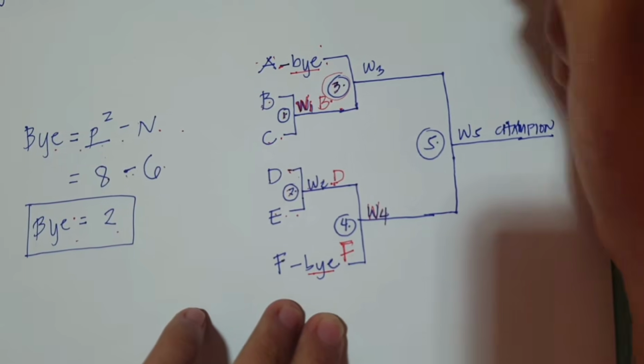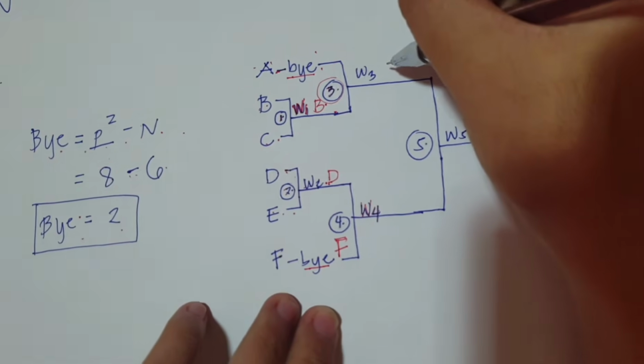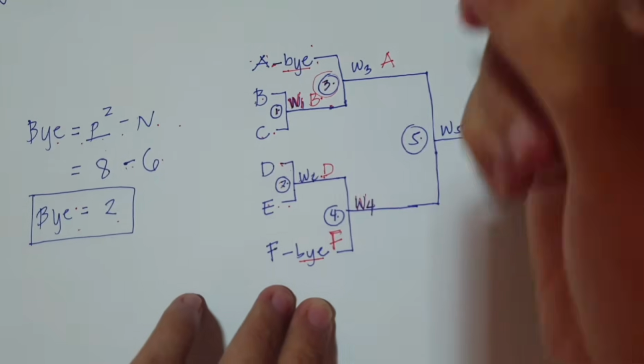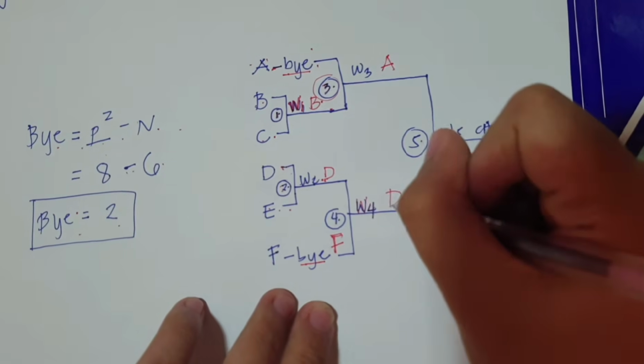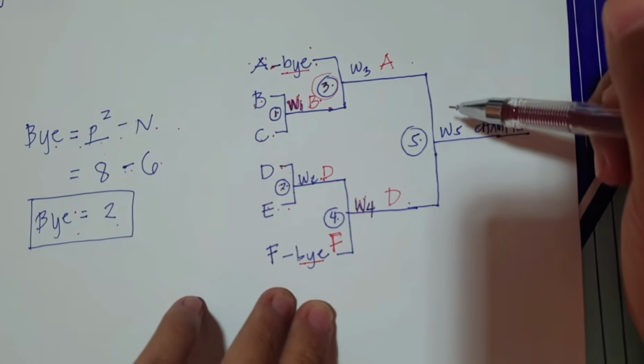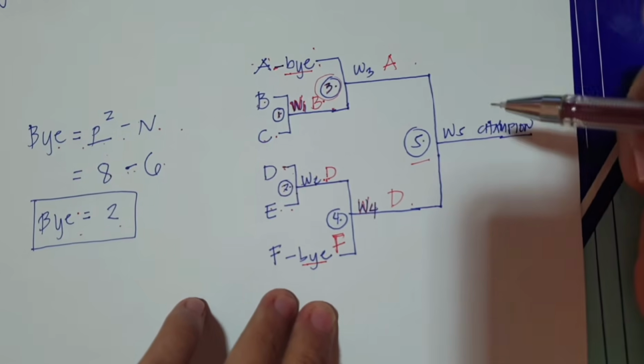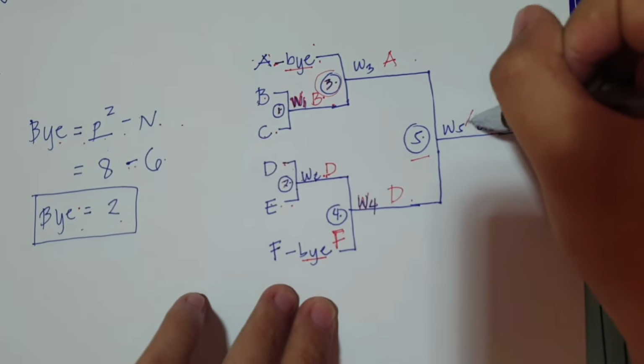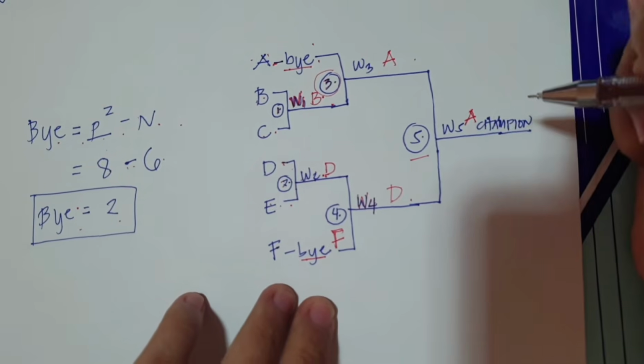Right after, let's say for example, in game number 3, A won, and in game number 4, D won. So, A versus D will play for the final round, which is game number 5. Let's say, for example, A became the champion.